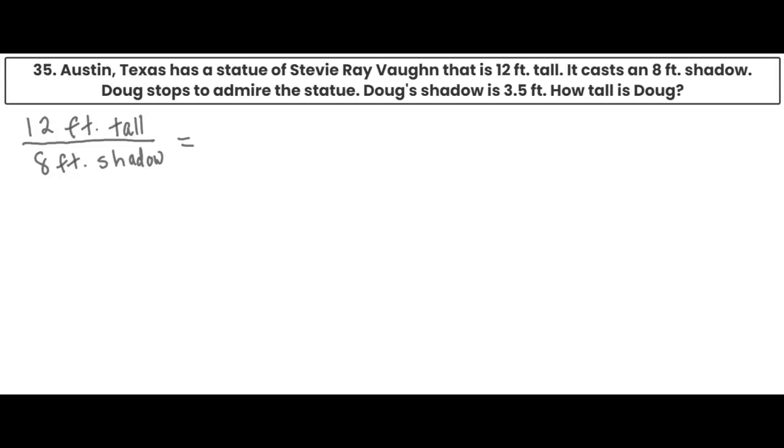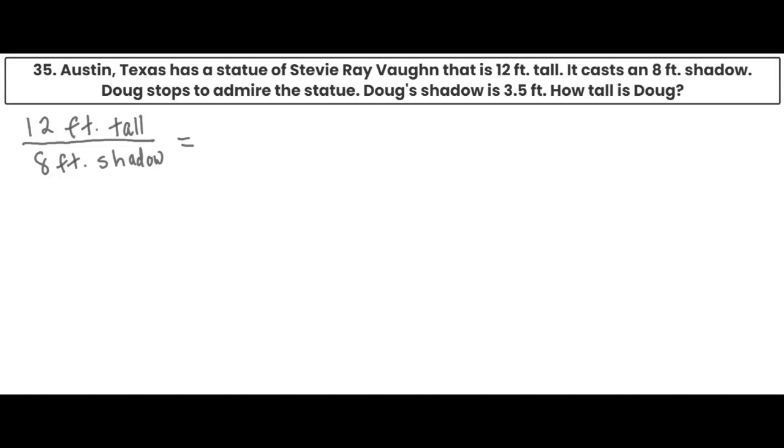So let's proceed with number 35, shall we? Which states, Austin, Texas has a statue of Stevie Ray Vaughan that is 12 feet tall. It casts an 8-foot shadow. Doug stops to admire the statue. Doug's shadow is 3.5 feet. How tall is Doug? Obviously, this is a ratio proportion type of problem.